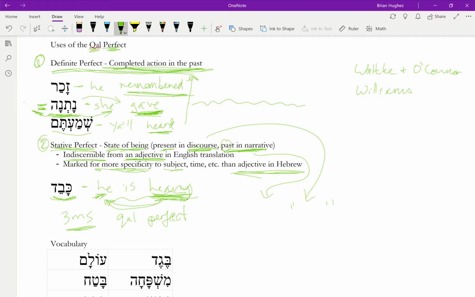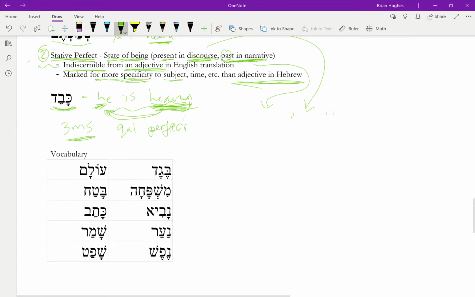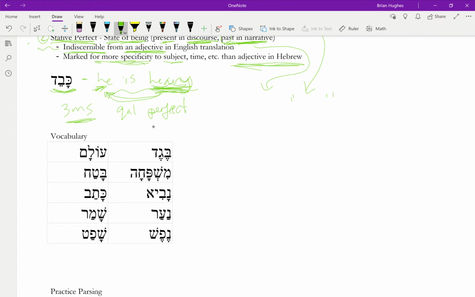Okay. So these are the two primary uses. A lot of our translation work in this class is going to be using the definite perfect for this cal perfect use. But we want to be aware of the stative as well. All right, the vocab for you is on page 33, and then after that we'll go through some practice parsing to give you a few more handles on this.